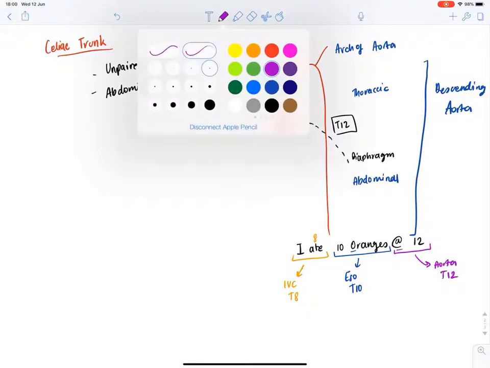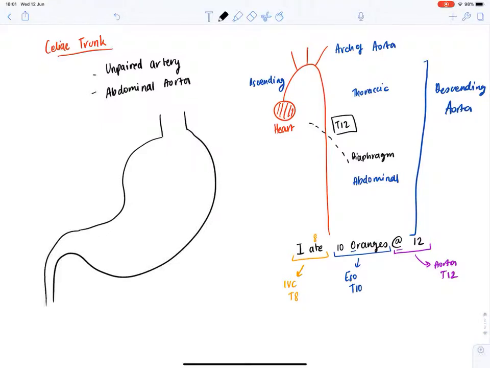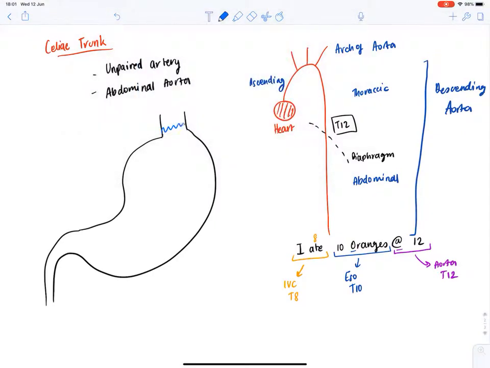Before we actually talk about the branches of the celiac trunk, we're going to talk a little bit about the basic anatomy of some of the organs that the celiac trunk supplies, which is mainly the stomach. We're going to start off by drawing the lower part of the esophagus, and then I'm going to draw the stomach roughly. Obviously this is not anatomically correct, this is not how your stomach exactly looks. Now I'm just going to label some of the parts. We have the lower esophageal sphincter, which controls the movement of food from the esophagus into the stomach, and the region right next to it is known as the cardia.